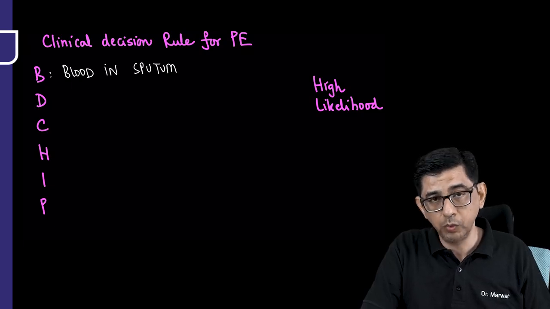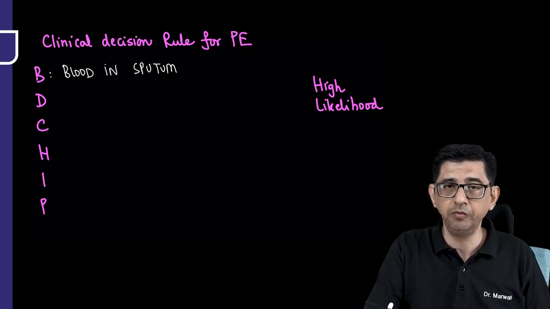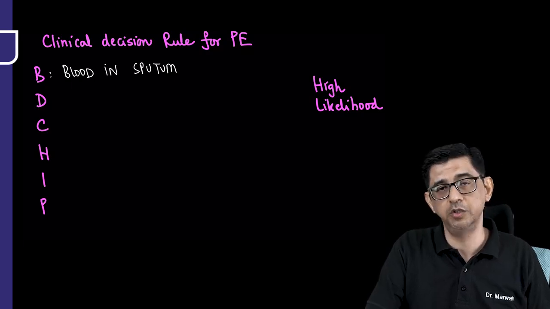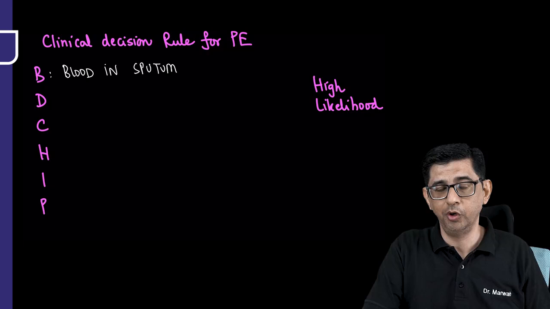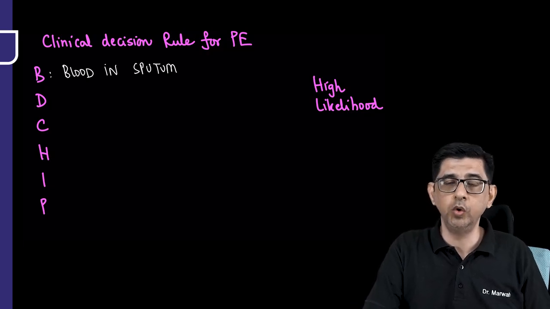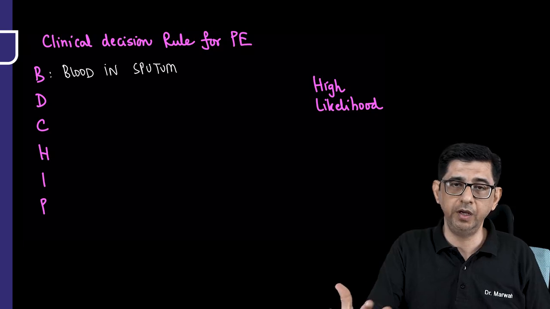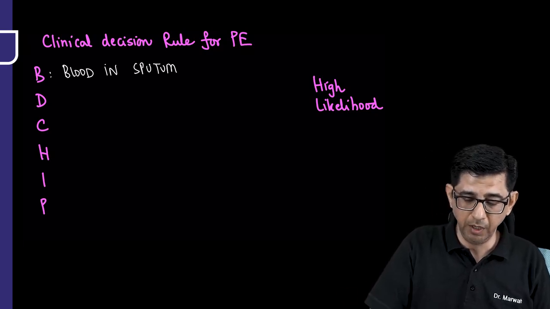So blood in the sputum, though a rare feature, is included in the clinical decision rule for pulmonary embolism. The logic is simple and straightforward. Whenever you have obstruction, in the proximal area there would be dilatation, and the blood vessel can pop off. Alphabet D would be for deep vein thrombosis.